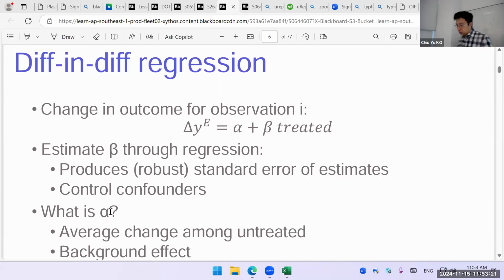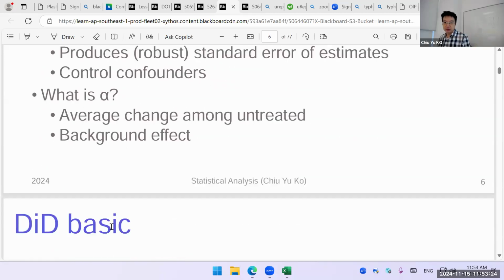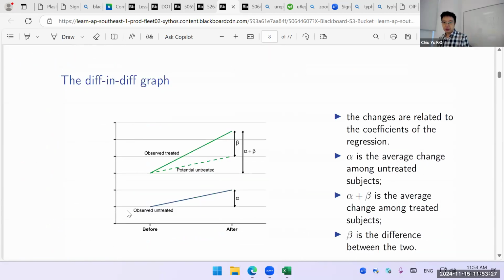Of course, to be an expert on that will be complicated, but I hope that is the main idea. The main graph is like this. I hope this will make sense. So you have two groups of people, blue and green. If you don't do anything, you're expecting that it will go in this way. That's alpha, the background effect. If there's no treatment, you're expecting both to go in the same direction. But because of the treatment, you would go up by this. So suppose this is the case.